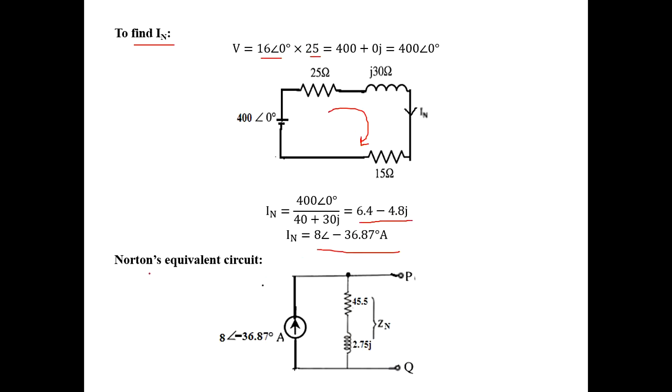Next we have to draw the Norton's equivalent circuit. We know that the Norton current is parallel with the Norton impedance. This is the answer.